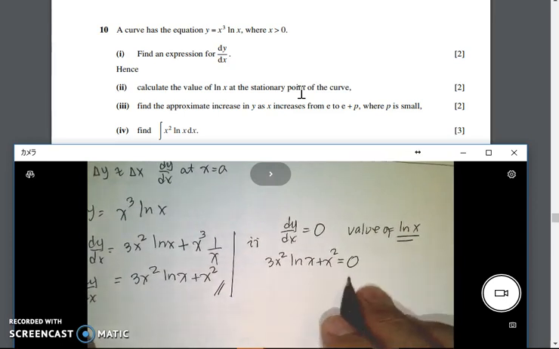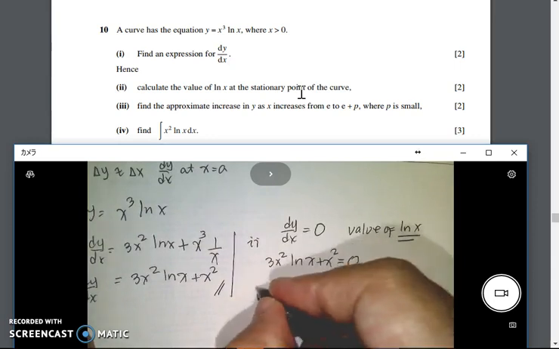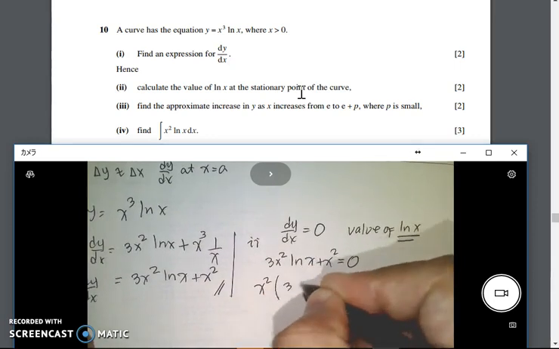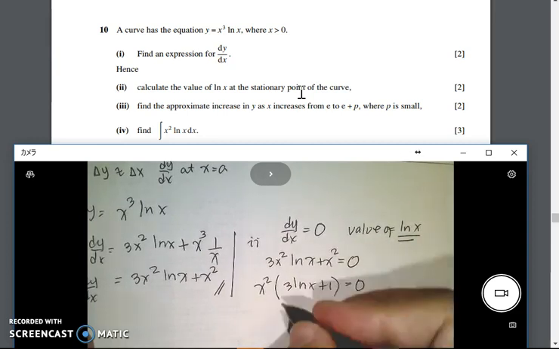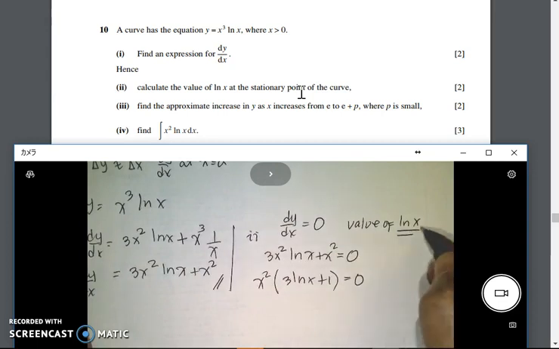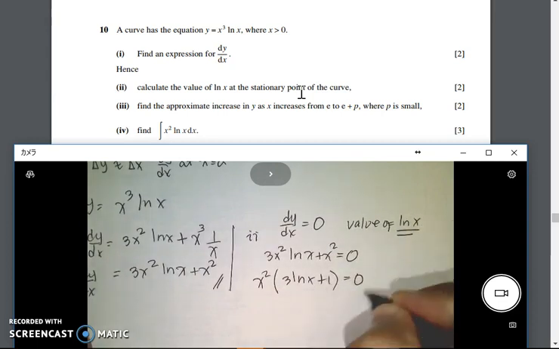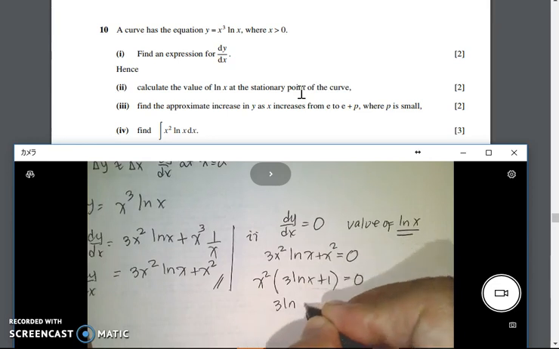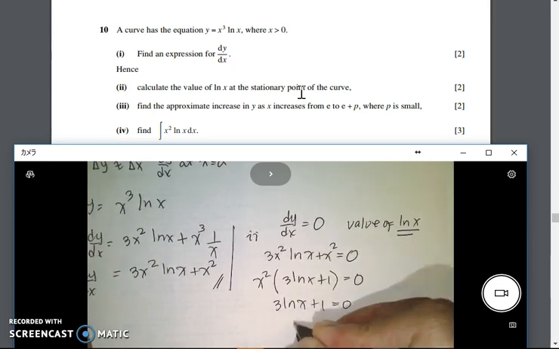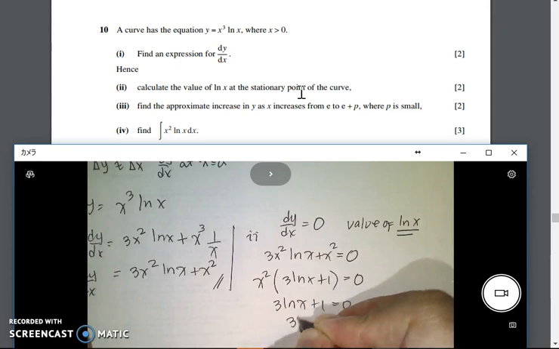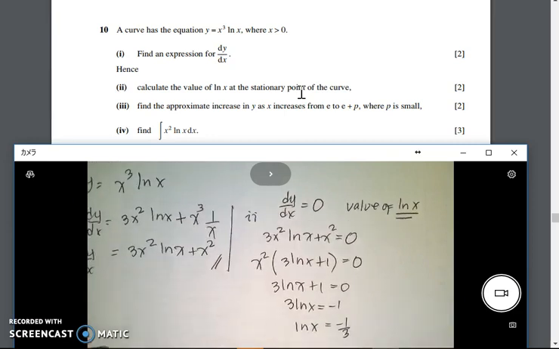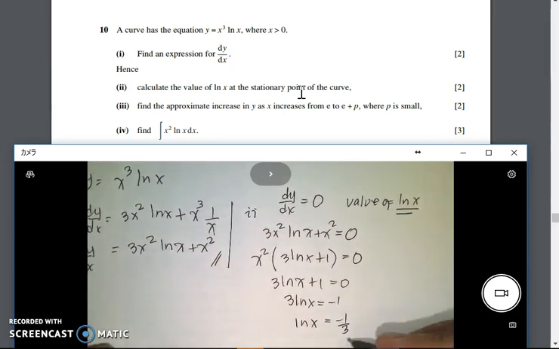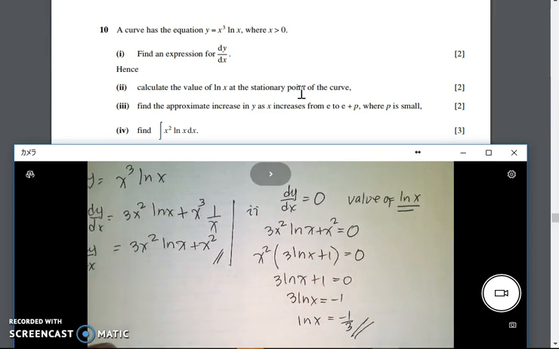So from here, we can factor out x squared. So x squared times (3 ln x plus 1) is equal to 0. Again, what we are looking for is the value of ln x. So 3 ln x plus 1 equals 0, then 3 ln x is equal to negative 1. ln x is equal to negative 1 over 3. So this is the answer for part 2.